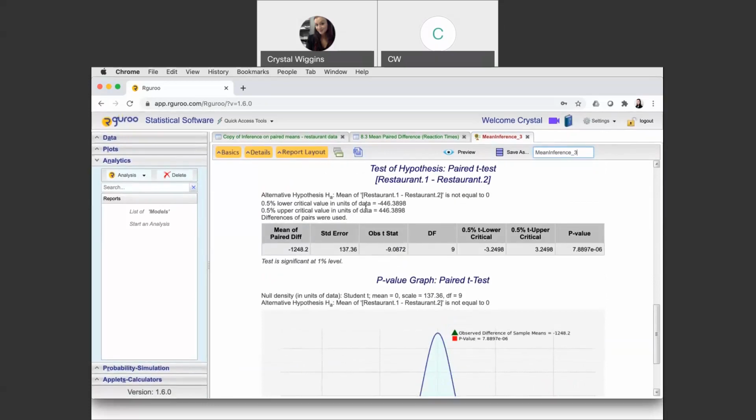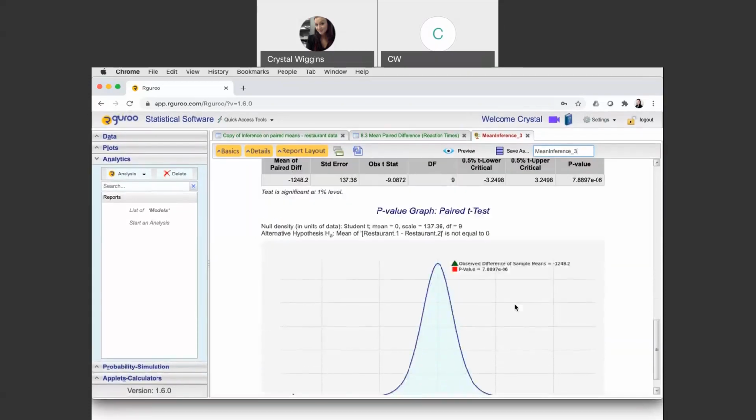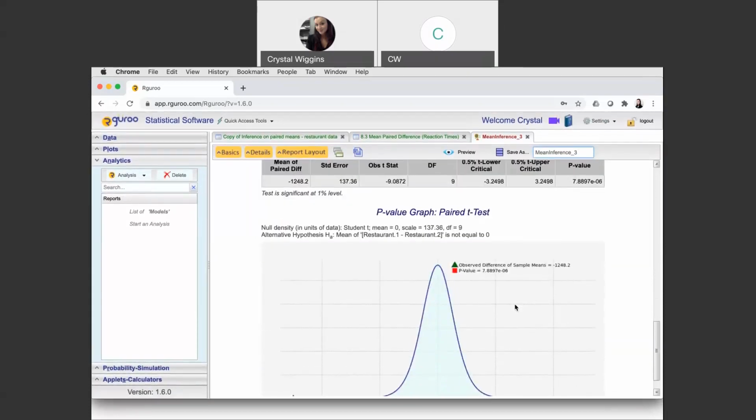Coming down to the actual hypothesis test with restaurant 1 minus restaurant 2, we see that the p-value is really, really small. Remember, this is scientific notation, 7.8 times 10 to the negative 6, which would move this decimal place to the left 6 places. And therefore, with a very tiny p-value, we are going to reject the null hypothesis, stating that there is not a difference between the restaurant sales, and we would conclude that there is a significant difference between the restaurant sales.